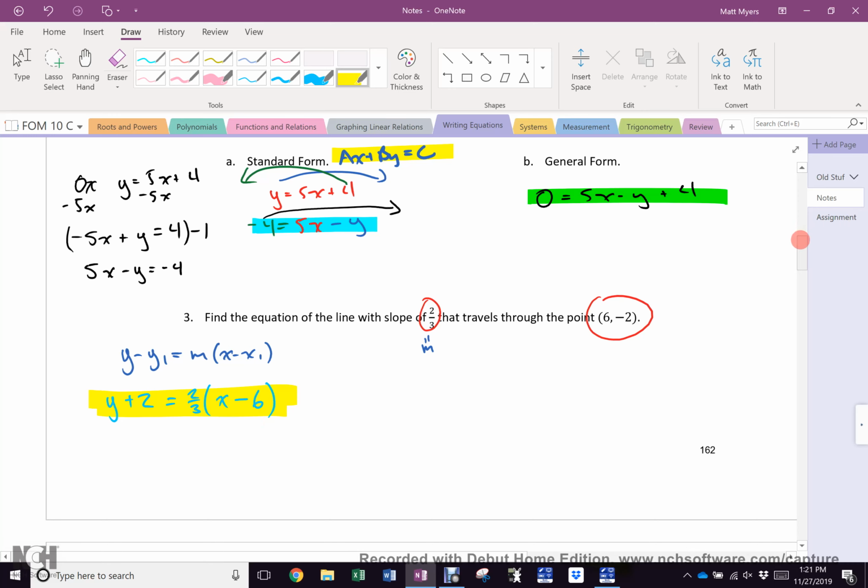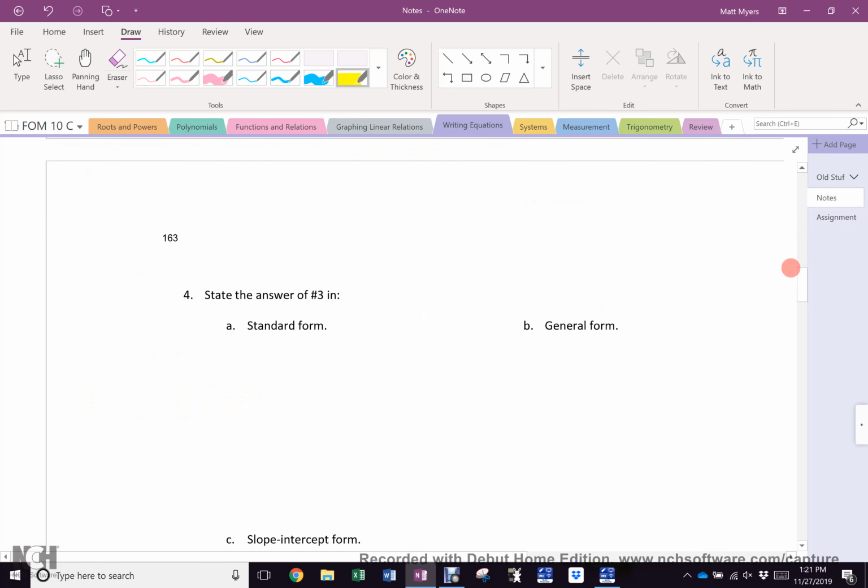Change it around. So, turn the page over. I will rewrite it. y + 2 = 2/3 x - 6. I want all 3 other forms.